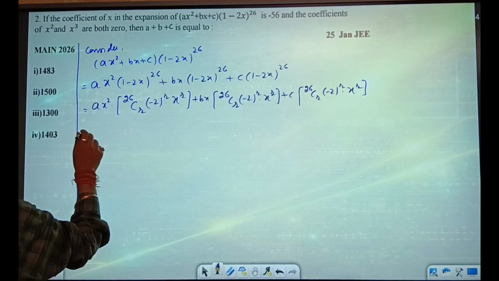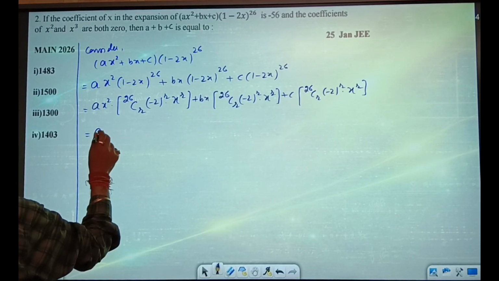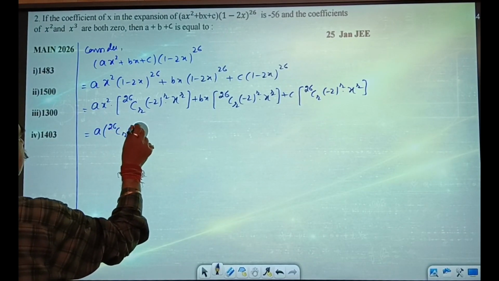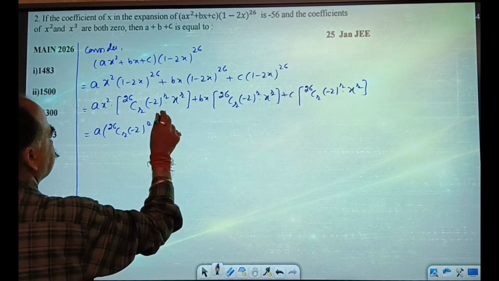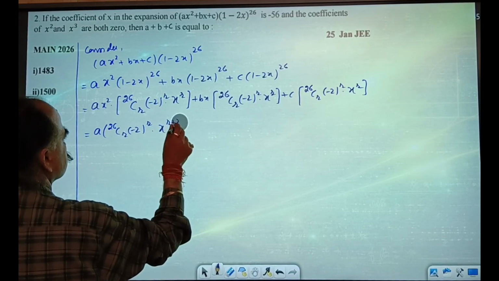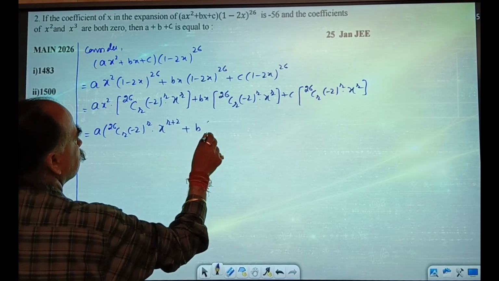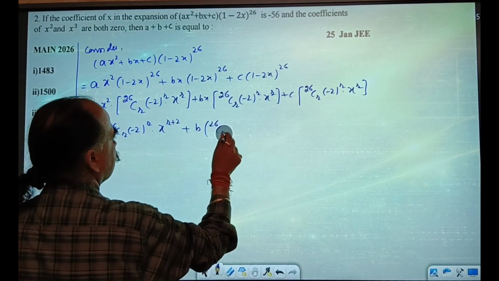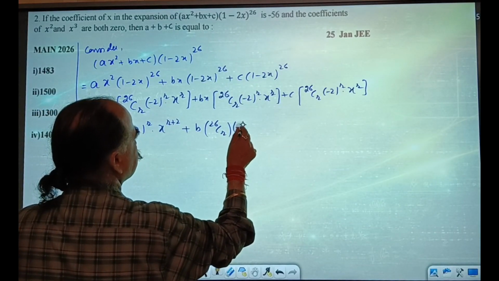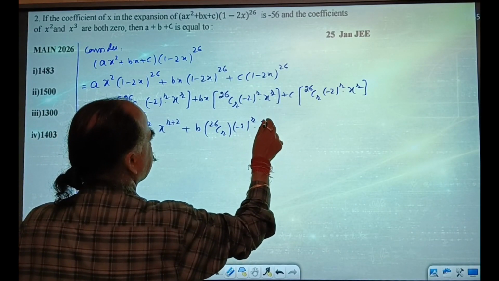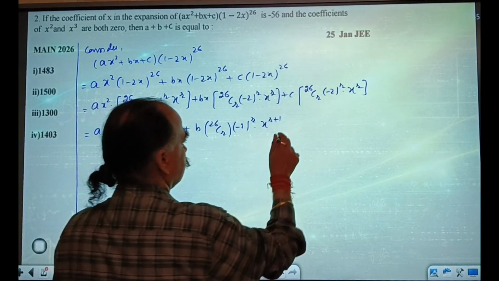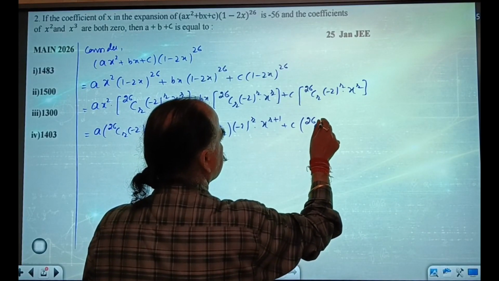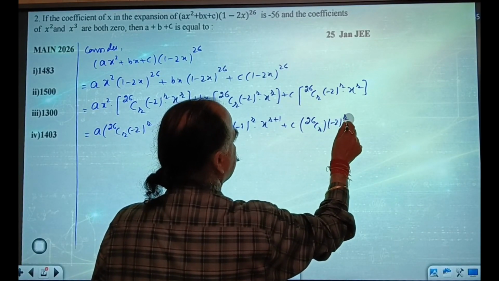Now if you multiply by x², it will give you what? A into 26CR (−2)^R x^(R+2), plus b into 26CR (−2)^R x^(R+1), plus c into 26CR (−2)^R x^R.